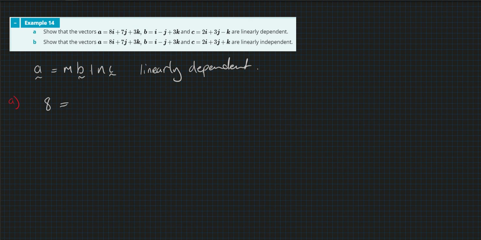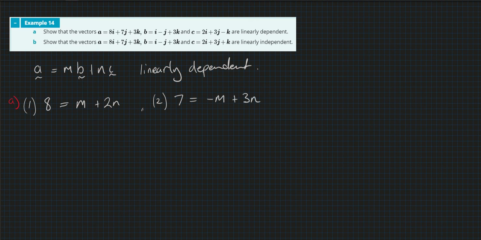M, yep, sorry, m times 1, which is just m, plus n times 2, which is 2n. It actually ends up being simultaneous equations, so it works out better if you number these things. So in the j's, A is equal to 7, and it's going to equal m times the minus 1 in B, so minus m, and n times positive 3, so 3n.